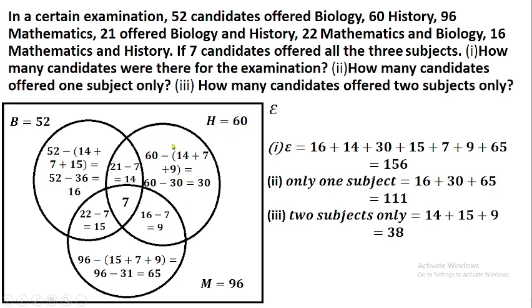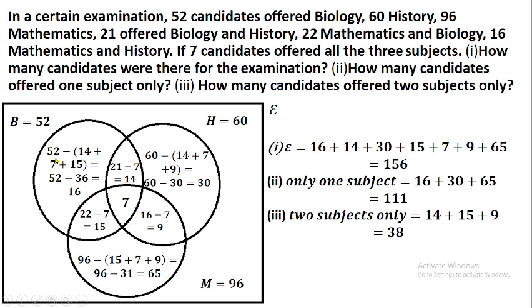That will give us people that study history only. So we have 60 minus open bracket 14 plus 7 plus 9. That will give us 60 minus 30. That will give us 30. That over biology. Then for mathematics only as well, look at the circle of mathematics. You already know these places. Add it together, remove it from 96, that will give us 65.